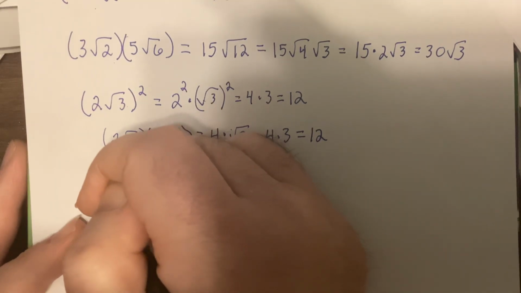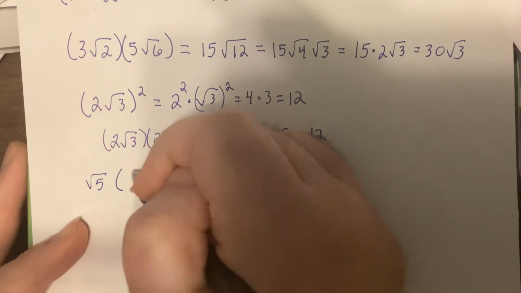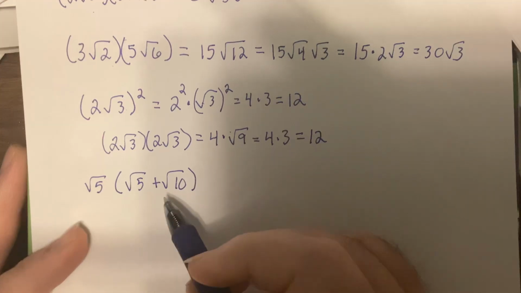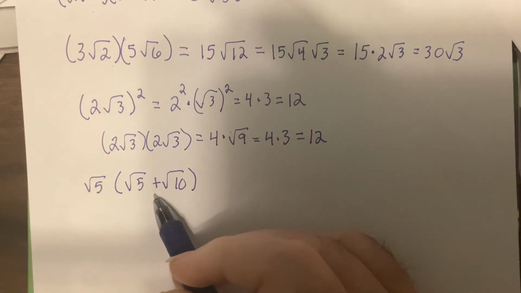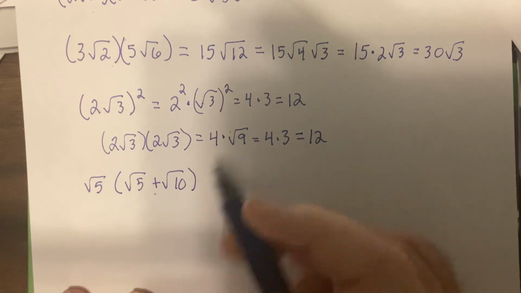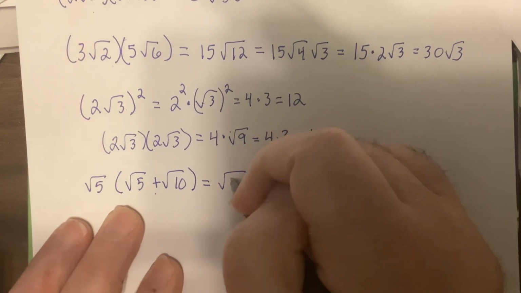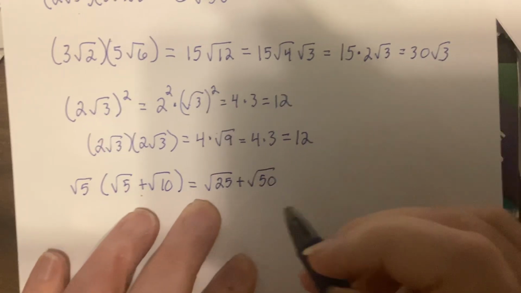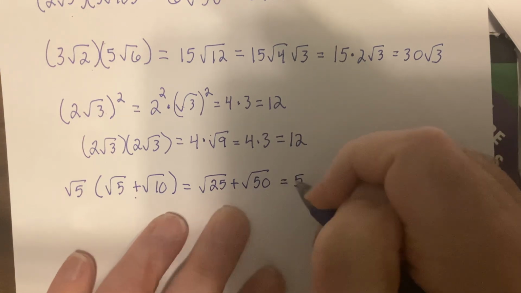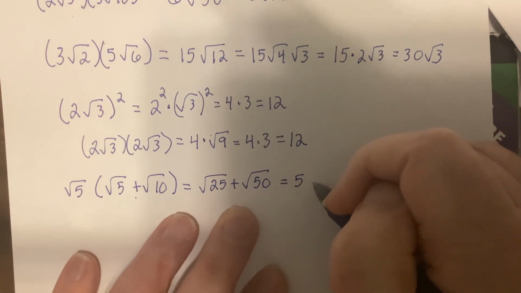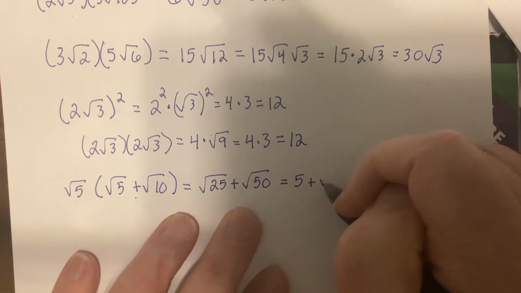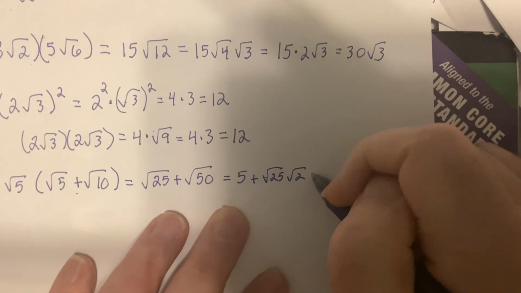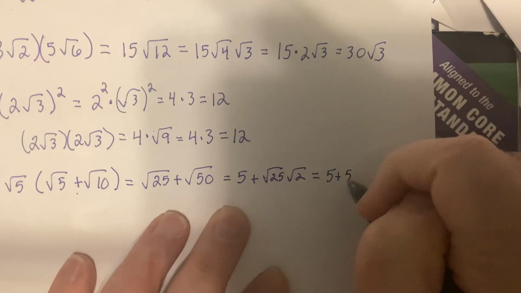Now, if I had this, square root of 5 times square root of 5 plus square root of 10, I now have a plus or minus in between. So I'm going to take this and distribute it to both terms. So it'd be square root of 25 plus square root of 50. Square root of 25 is 5. 50 is 25 times 2. I'm just going to give you the answer. So it'd be 5 plus 5 square root of 2.